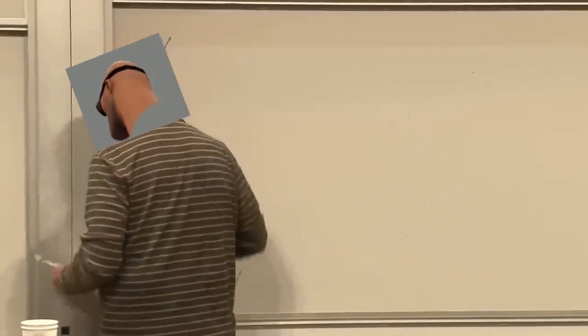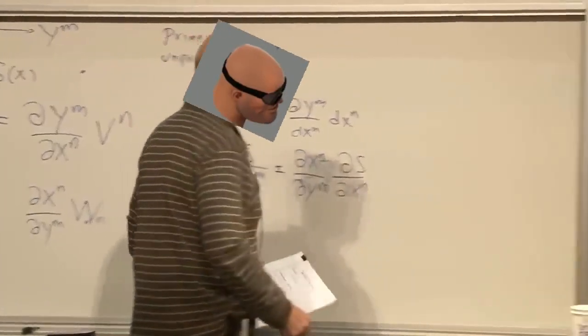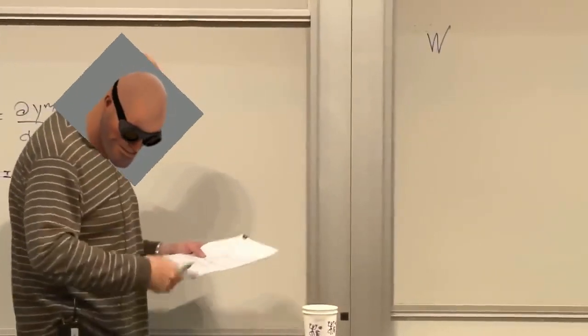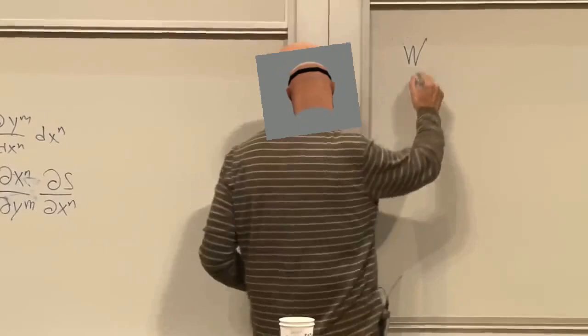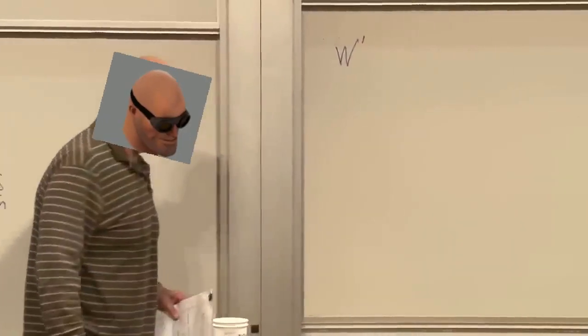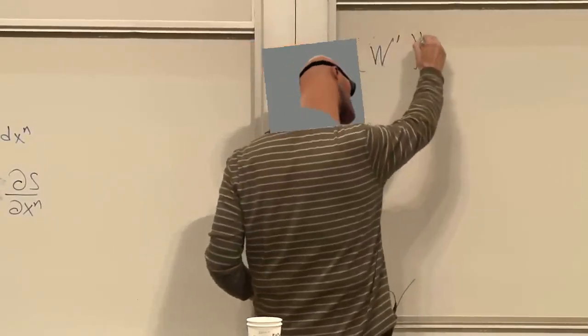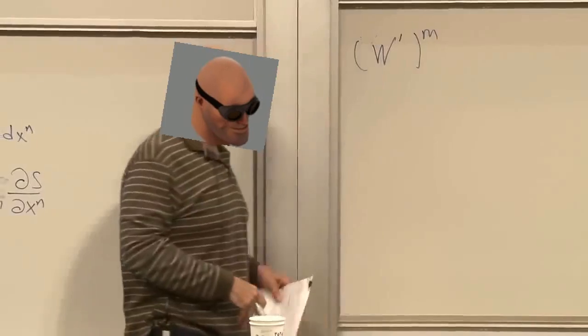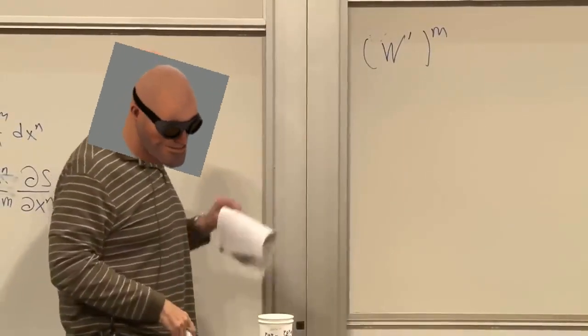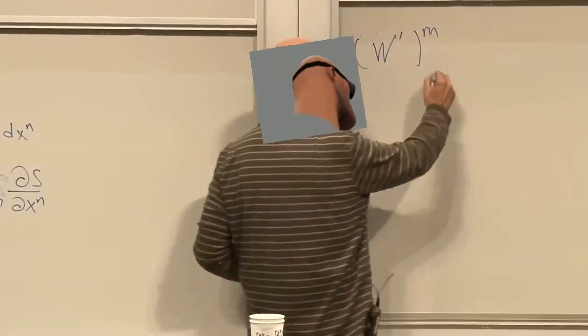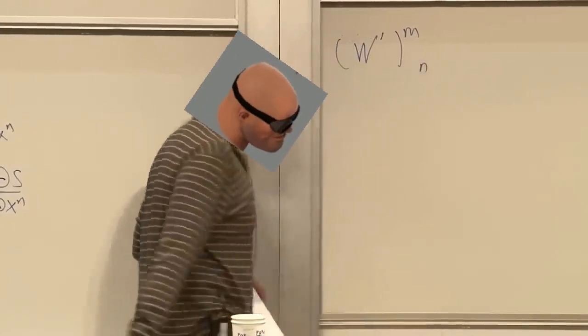W, not this W now. Let's take a tensor, maybe I should call it T. Let's call it W. W prime, in other words, in the y coordinates, it has two indices, m and n. And I'm going to take one of those indices to be an upstairs index and another to be a downstairs index. Contravariant and covariant.